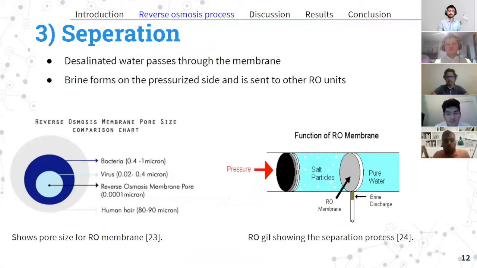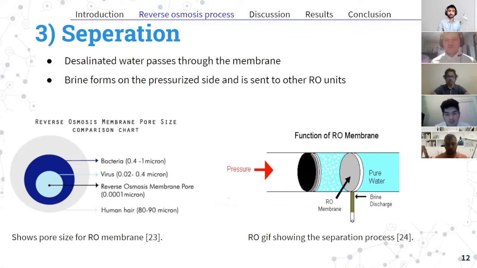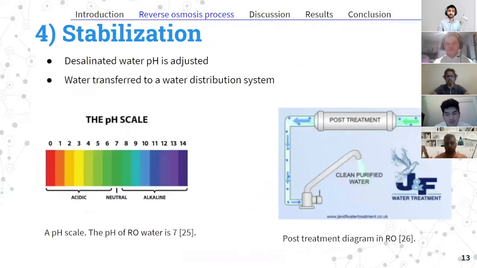In the next stage, separation, the feed water comes into contact with the membrane, and due to the applied pressure, the feed water passes through the membrane, giving us desalinated water and the byproduct brine. Brine is the highly concentrated remnants, which is reused by being sent to other reverse osmosis units.